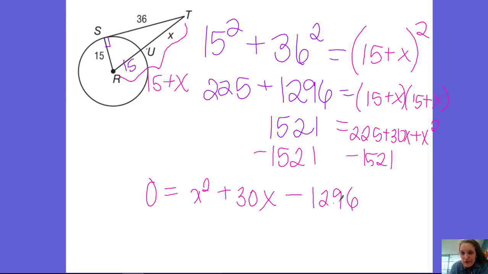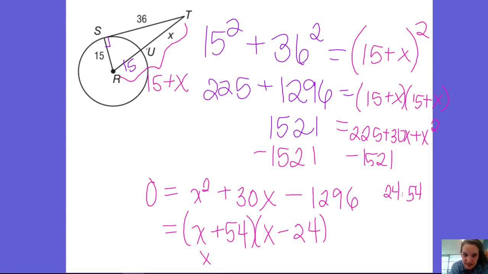So that's a really big number. We wouldn't give you a number that big on a test, so don't freak out. But 1,296 is 24 times 54, and how convenient is that? 24 and 54 have a difference of 30. Oh, how nice. So this is going to factor to x plus 54 times x minus 24, which will give us x equals negative 54 and x equals positive 24. And you can't have a negative value that represents a segment, so x is 24.